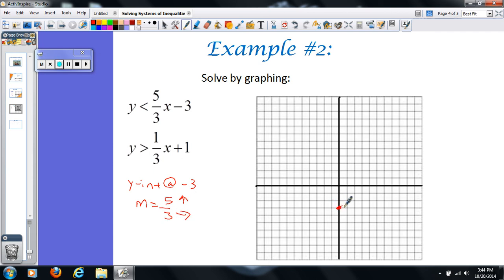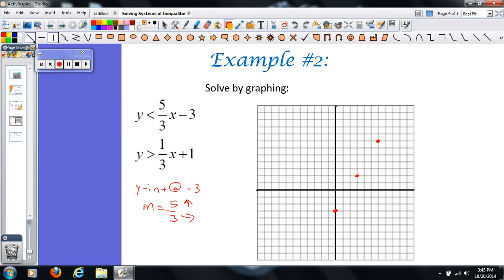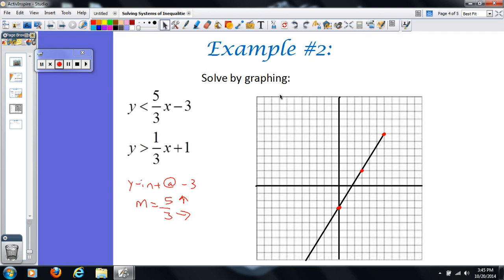So I'm going to put my y-intercept at 0, -3. I'm going to go up 5: 1, 2, 3, 4, 5, right 3: 1, 2, 3. Put a point. Do it again. 1, 2, 3, 4, 5. 1, 2, 3. Put a point. And now I'm going to connect my dots. And that's red.